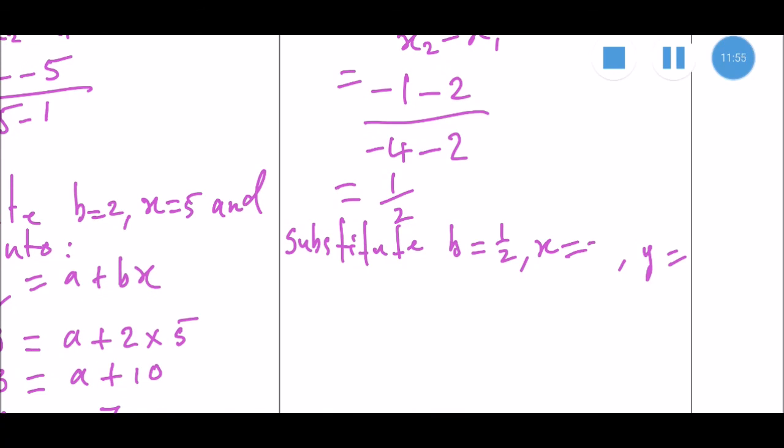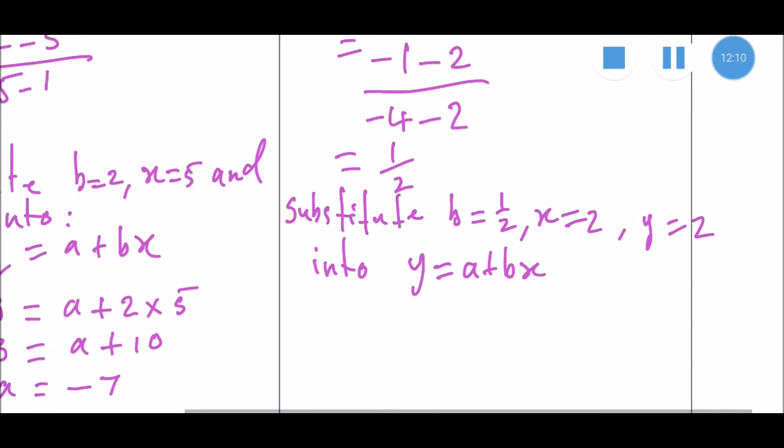So I'm choosing x equals 2 and y equals 2. So I'm substituting those into y equals a plus bx. Oh my god, you're going to have to forgive my messy writing. Still trying to get used to this stylus.